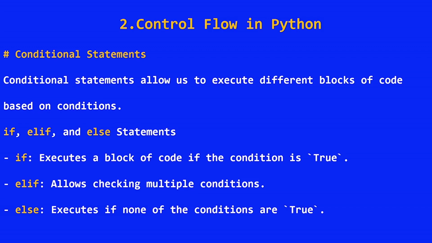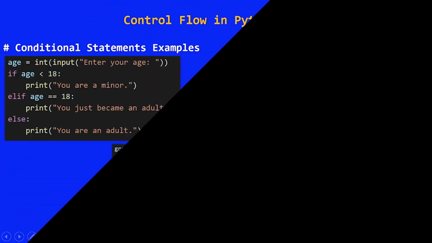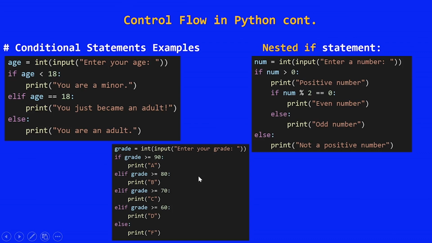You can also look at else. Else executes if none of the conditions are true. It's like you are terminating your conditions. We have 3 examples, and we'll look at them using a Python program.